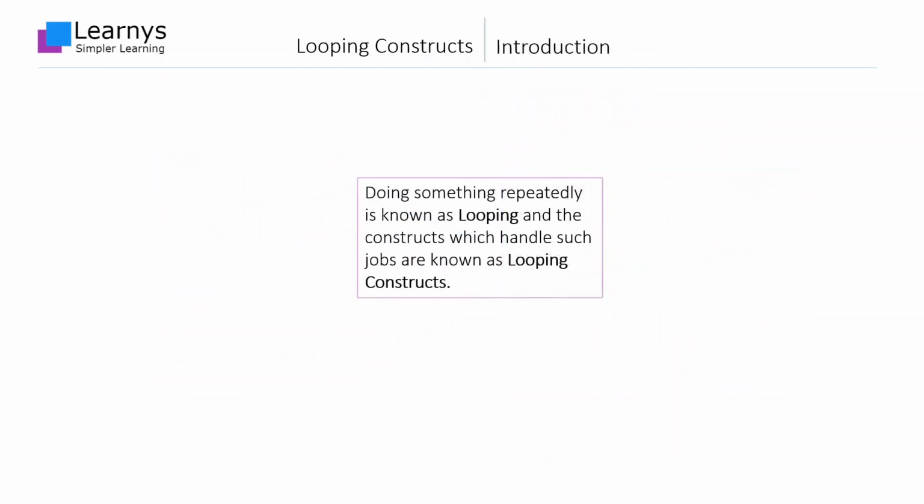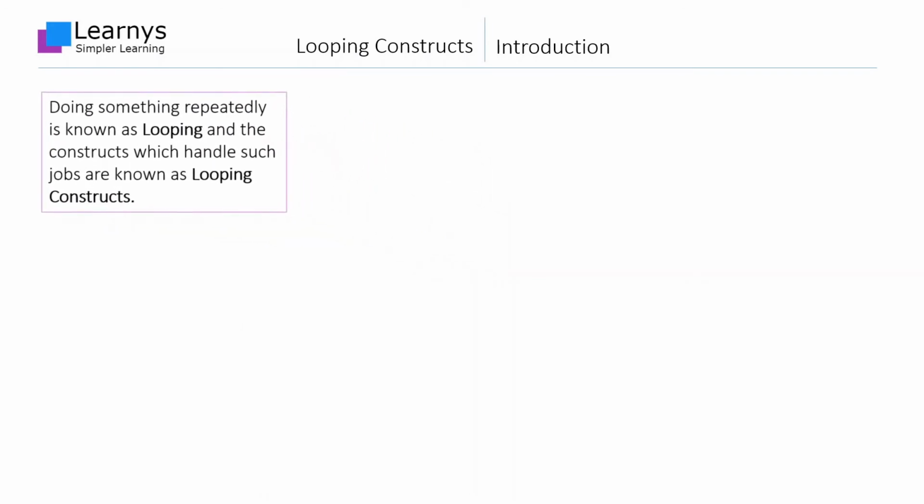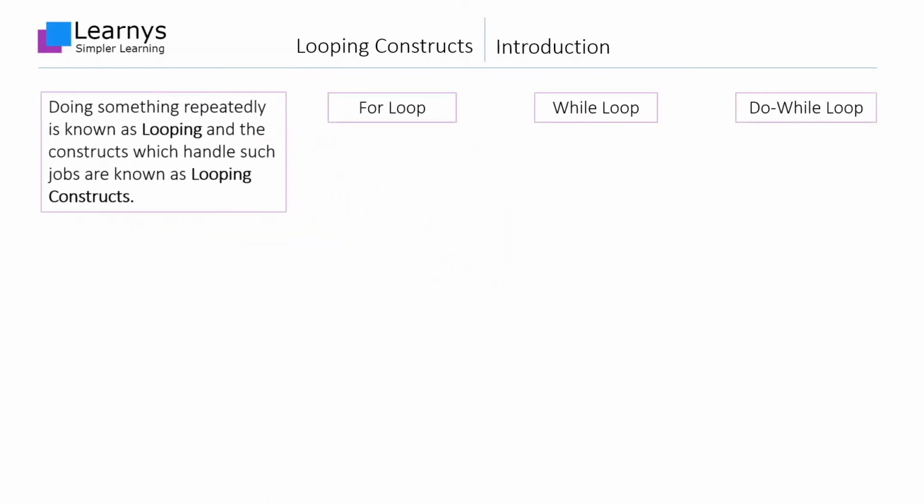Fortunately, the C programming language comes with the provision of doing such repetitive tasks in a very simple manner. In programming languages, doing something repeatedly is known as looping, and the constructs which handle such looping jobs can be called looping constructs. The C language has three different flavors of looping construct: the for loop, the while loop and the do while loop. Each of these looping constructs handles looping but with minor variations in the syntax and the context in which they are used.